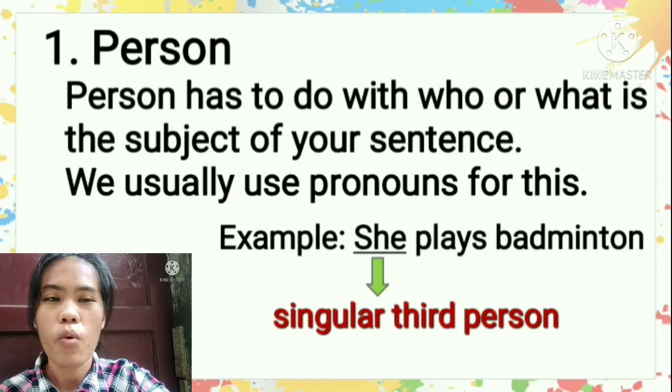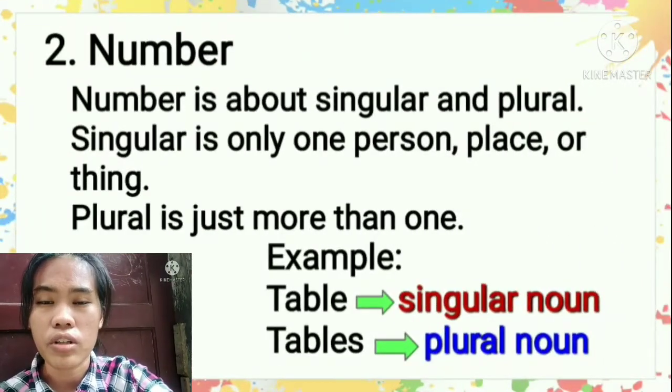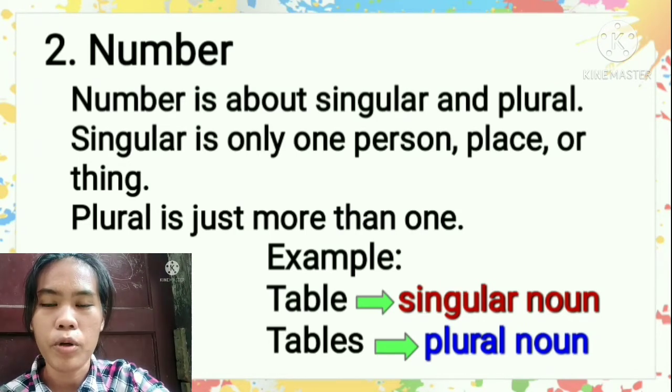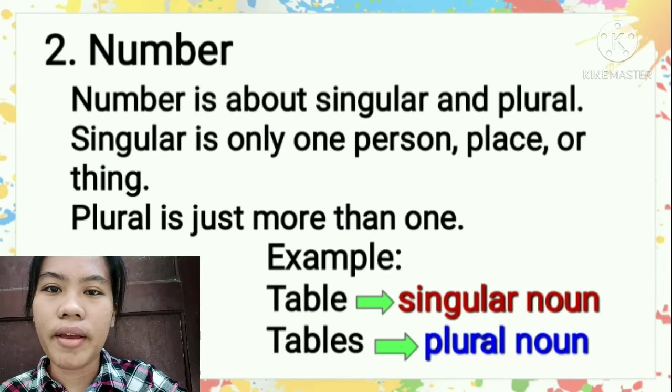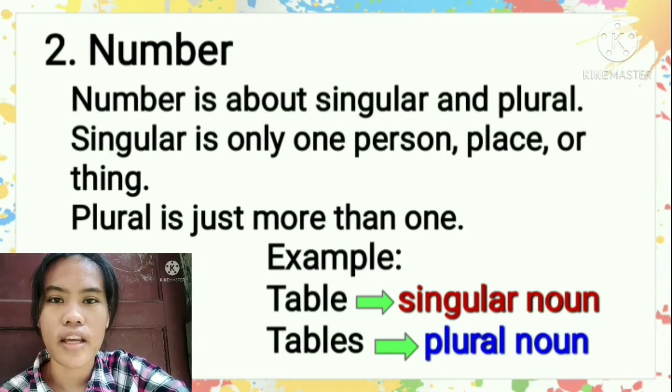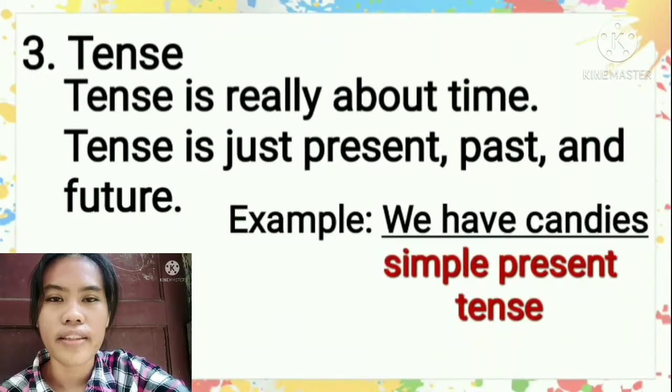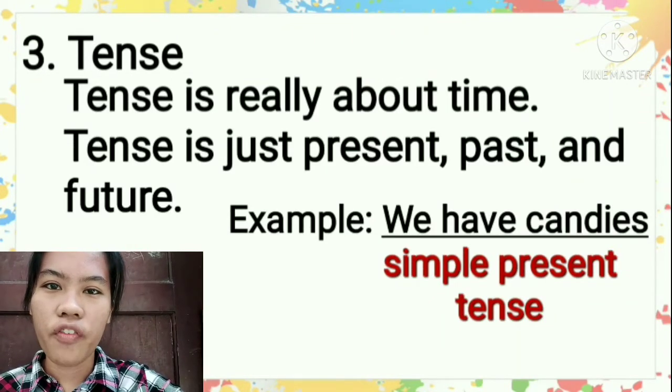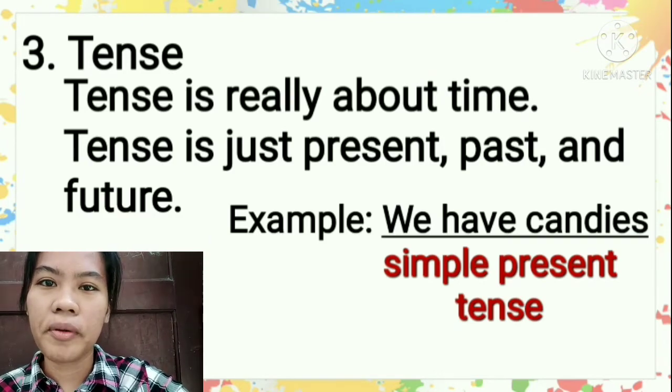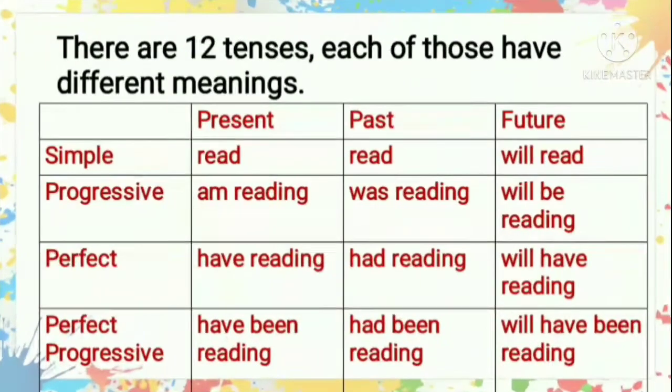Next is number. When we talk about number, we talk about singular or plural. Singular is only one person, thing, or place, and plural is just more than one. Example is table and tables. Table is a singular noun and tables are plural nouns. The next is tense. Tense is really about time. Tense is just present, past, and future. Example is, we have candies. This sentence is simple present tense. Look at the table. Those are the 12 tenses with examples of each tense.